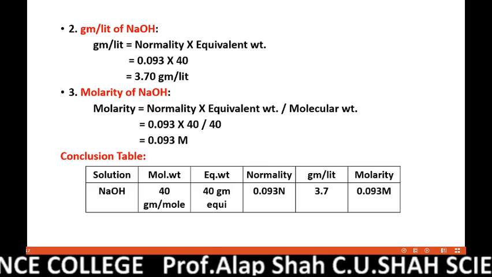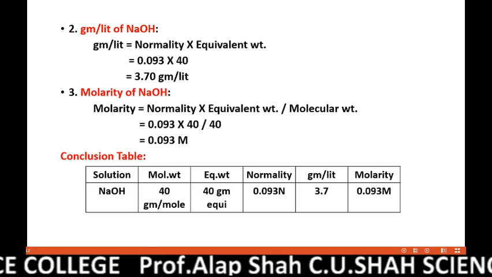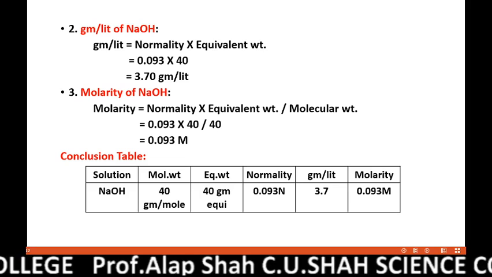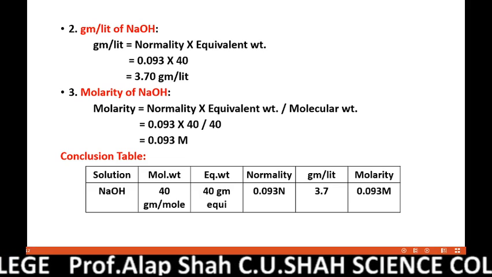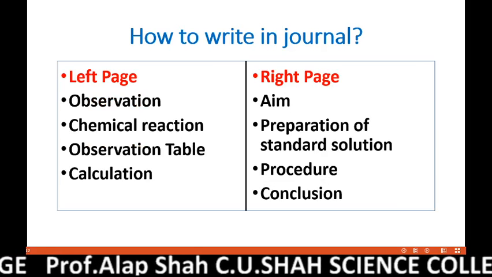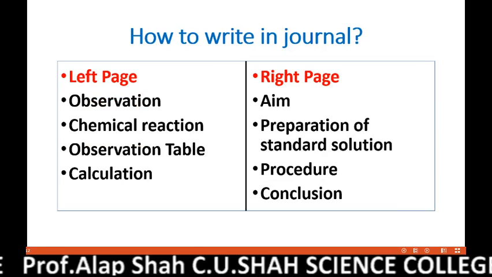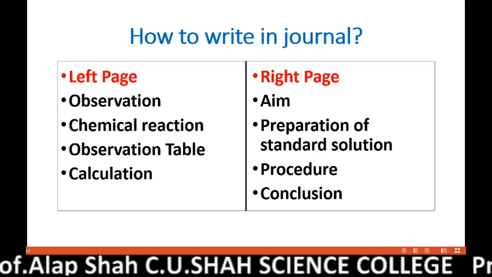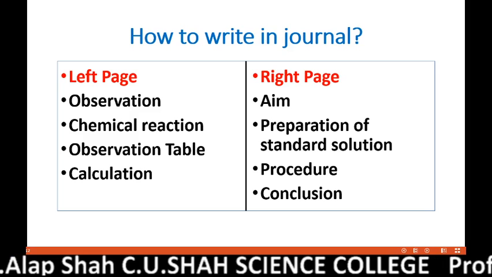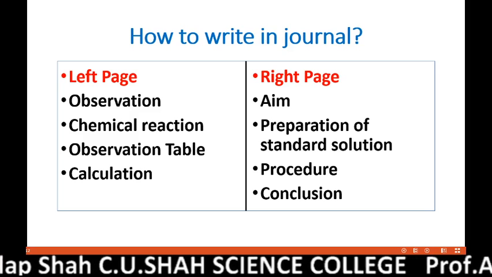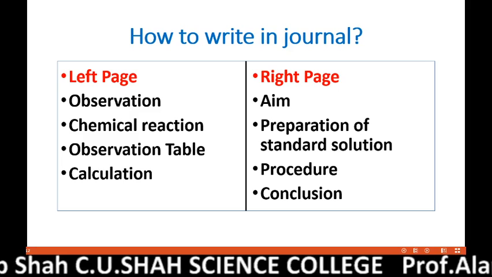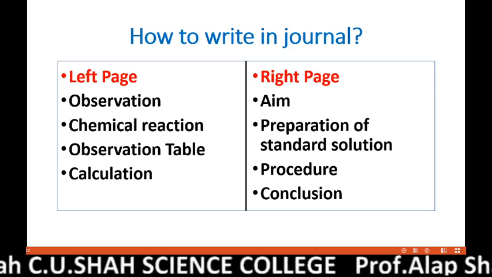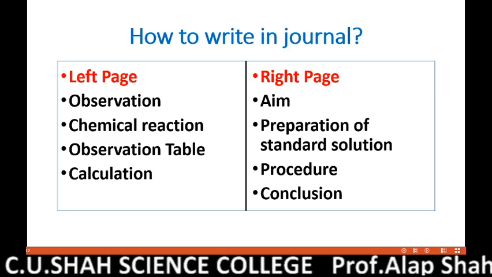Now friends, there is a specific way to write this kind of volumetric experiment into the journal. So that is also important. So let me show you all these things which we have discussed. Certain parts must be written on the left page of the journal and the remaining part on the right page. So you must start writing such an experiment on facing pages.